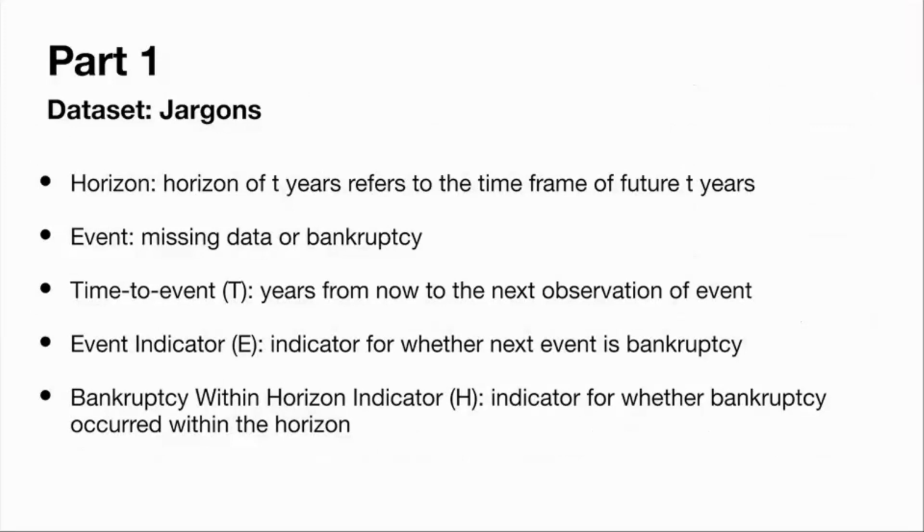Before continuing to our data processing section, we want to first introduce you to some jargon. Horizon of T years refers to the time frame of the future T years. Events refers to missing data or bankruptcy, and time to event is the years from now to the next observation of the event. Event indicator is the indicator for whether the next event is bankruptcy. And bankruptcy within horizon indicator is the indicator for whether bankruptcy occurred in the horizon.